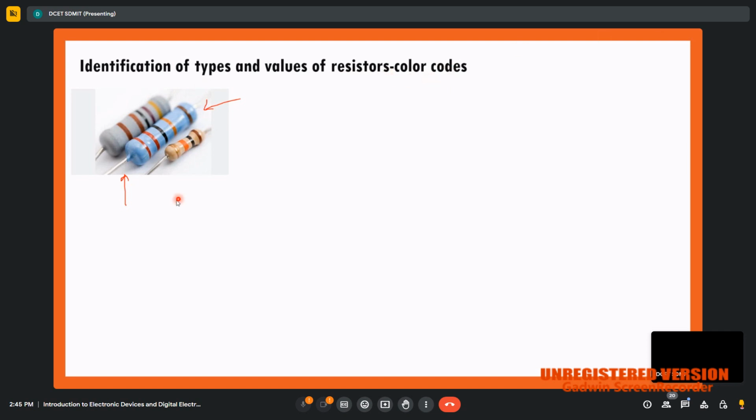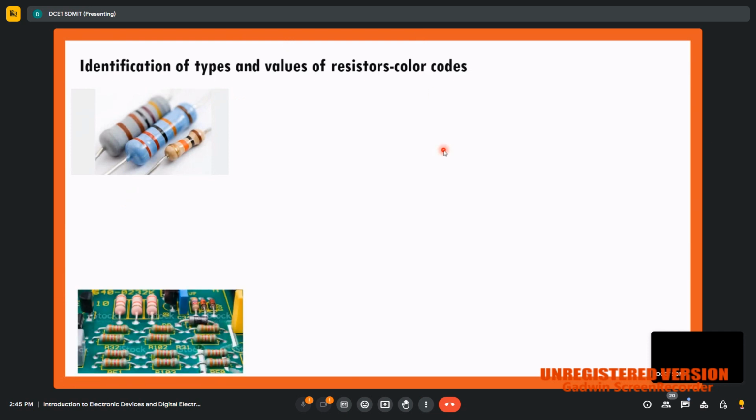There is another method. By using a multimeter also you can measure the resistance. But if I don't have a multimeter, still I want to find out what is the value of resistance. That can be found out by using color codes. Now, how to find out the resistance value of a given resistor by using color code?